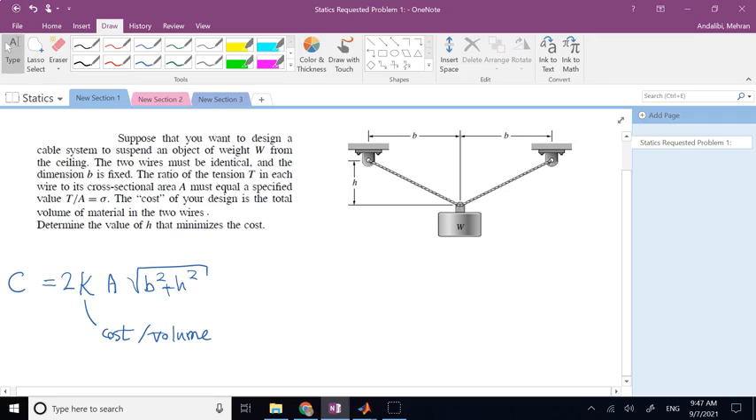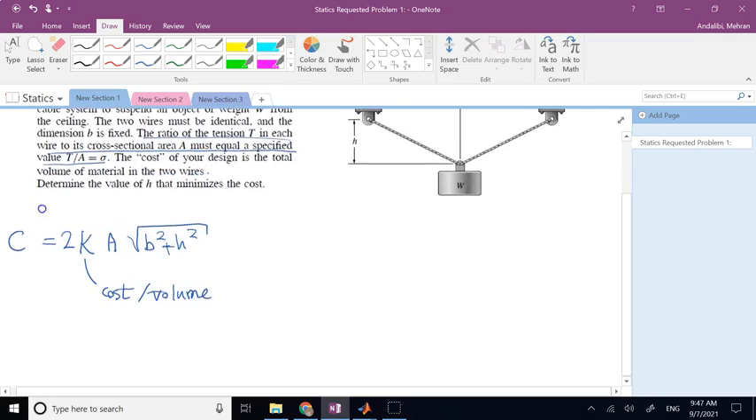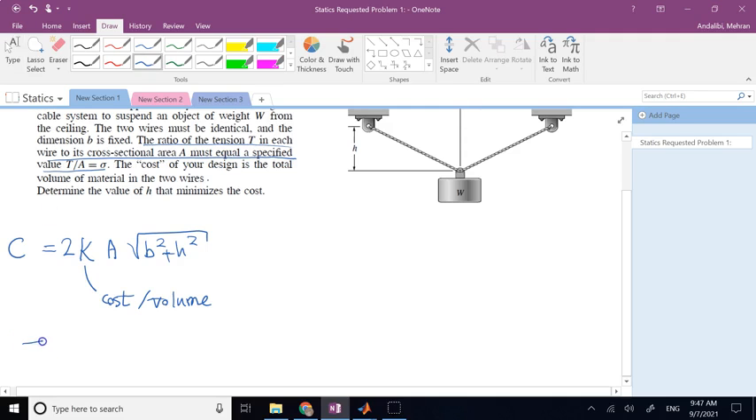The other thing that you have is, it says, if the tension in each rope is T and the cross section is A, the ratio of T to A should stay at a constant number of sigma. So you have a constraint here, and that is T over A should stay at sigma, and it should be what? Constant. Or if you basically rewrite it, you can say A equals what? A equals T over sigma.